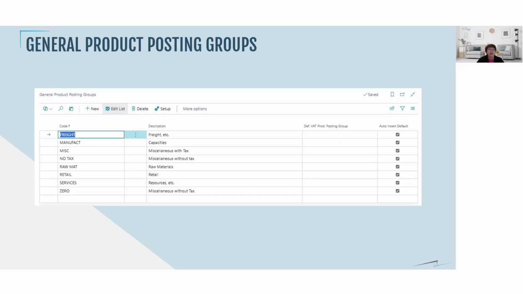We have our general product posting groups, and these are what are the different types of products that we're selling? How do we want to group these together? So we've got freight, and we've got materials, and we've got raw materials. We are going to have finished goods potentially, and we're going to have resources. And so these are the what that you're selling or buying.